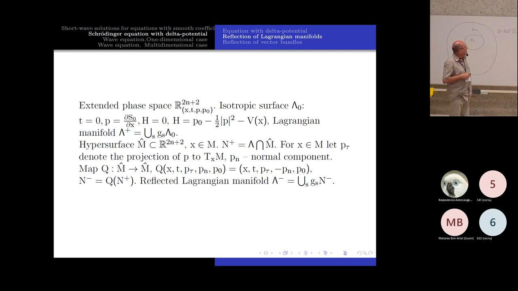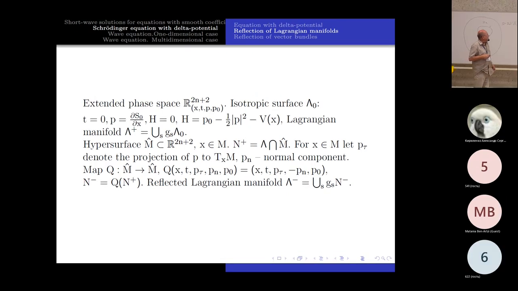I define the map of this manifold, which is just the rule of geometrical optics. It is the change of the sign of the normal component of the momentum. So here the formal definition is written. We consider, for each point of our surface M, which is the support of the delta function, the tangent and the normal components of the momentum.